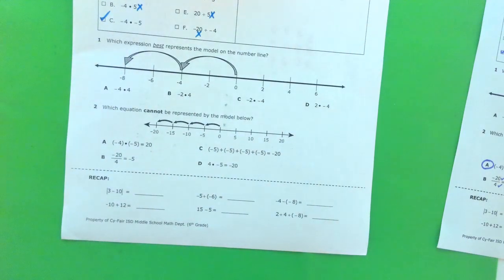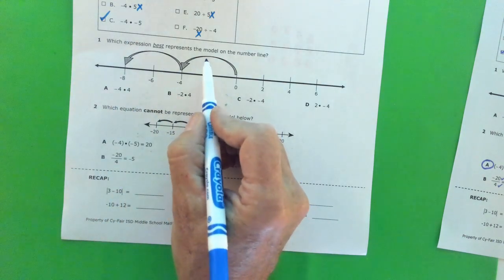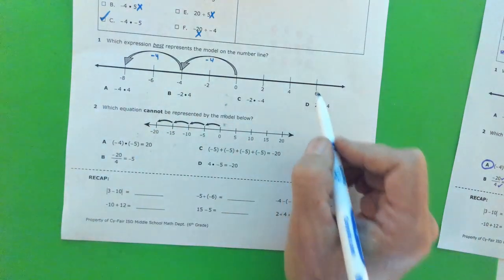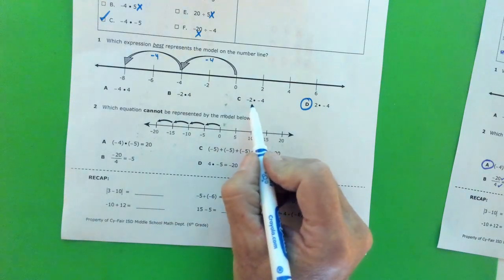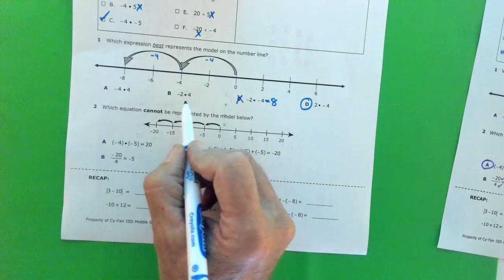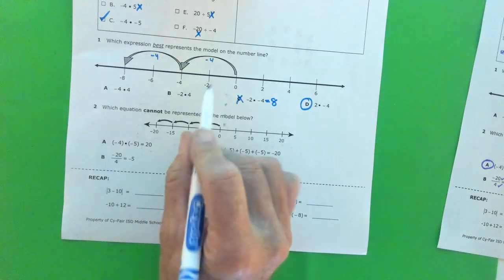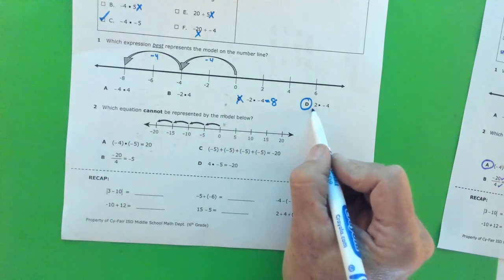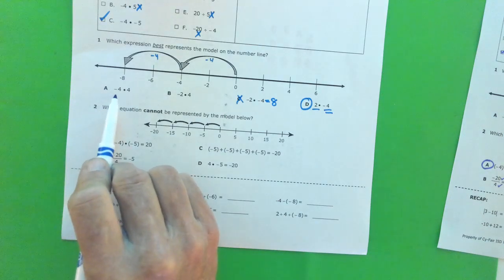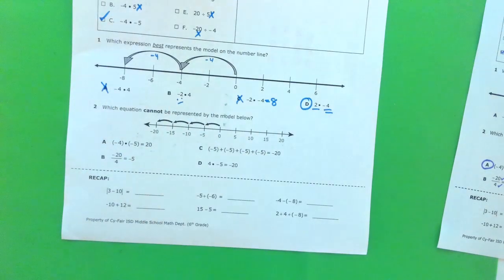Going to number 1 on the bottom. Which expression best represents the model on the number line? Well, I see there's two hops. I see there's negative 4 in each hop. So maybe 2 times negative 4? I see it right here on D. Negative 2 times negative 4, that would equal a positive 8, so that one's definitely out. Negative 2 times positive 4 would also give me a negative 8, but it's not the best representation of this picture. Two groups of 4 negatives is better. And negative 4 times positive 4, that's 16, that's not even close. So this one's the closest, but D is the best answer.